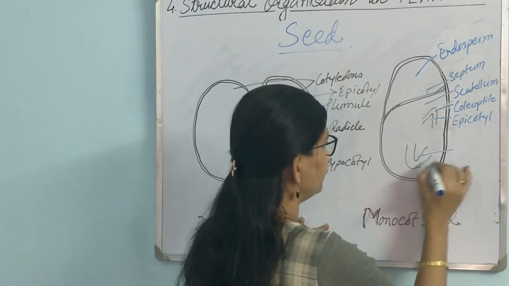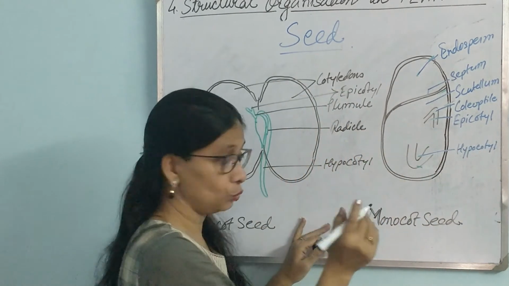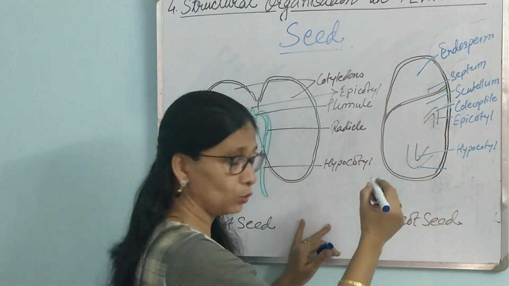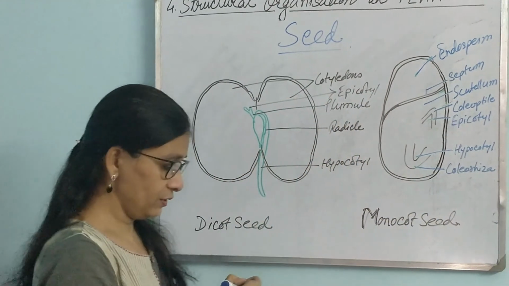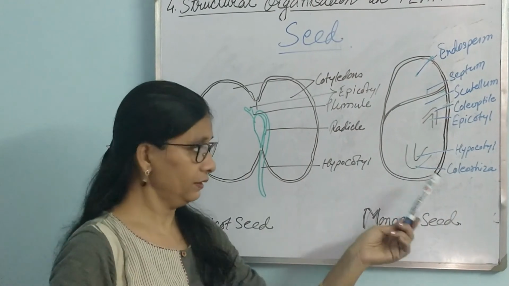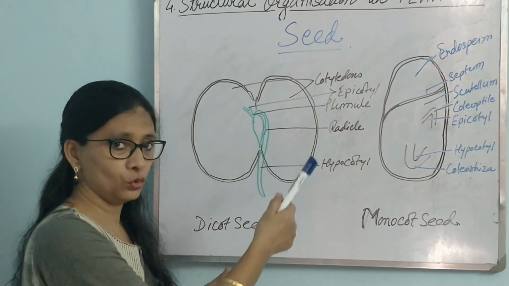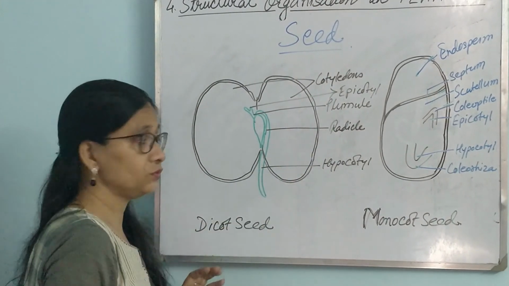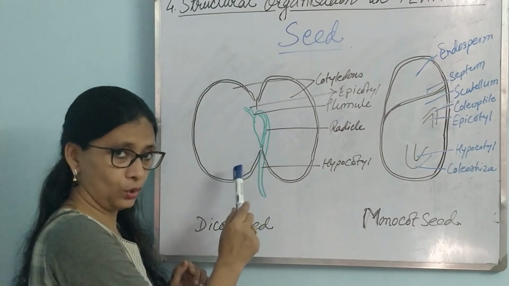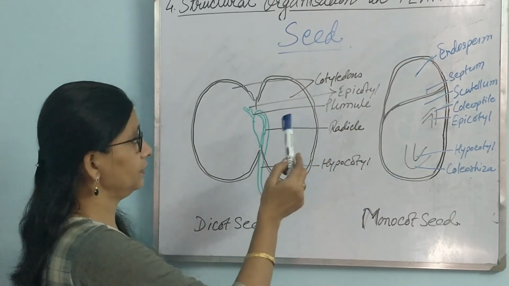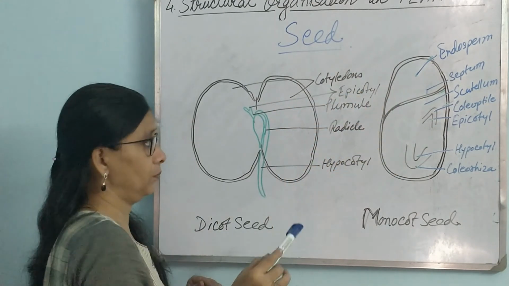And here, this is hypocotyl, which will give rise to root, and the protecting covering of hypocotyl is known as coleorhiza. So we have coleoptile and coleorhiza in case of monocot seed, which were missing in the dicot seed. Now let us quickly go through the difference between these two seeds. From the diagram only we can make it out. Dicot has 2 cotyledons, monocot has 1 cotyledon. In case of dicot there is no endosperm, but monocot has endosperm.